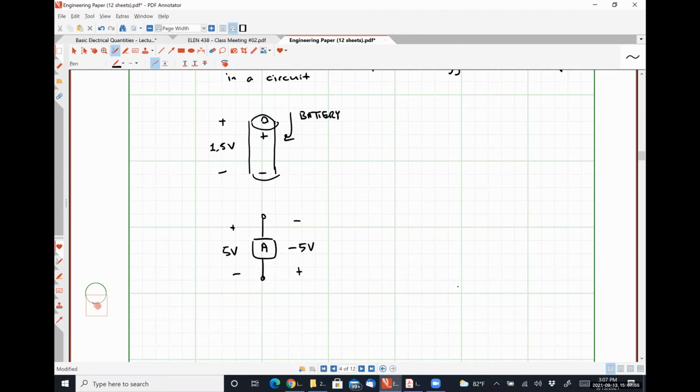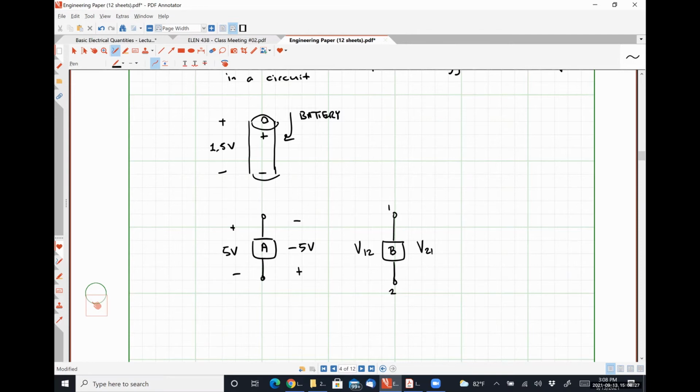So if I had an element, let's call it B, like so. This is terminal 1, this is terminal 2. I could have a voltage V12, and I could have a voltage V21, and they are of equal magnitude, but opposite polarities, okay?